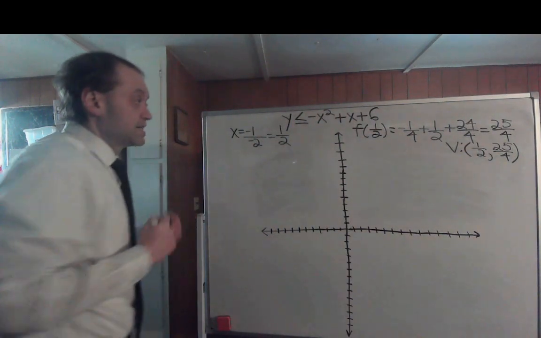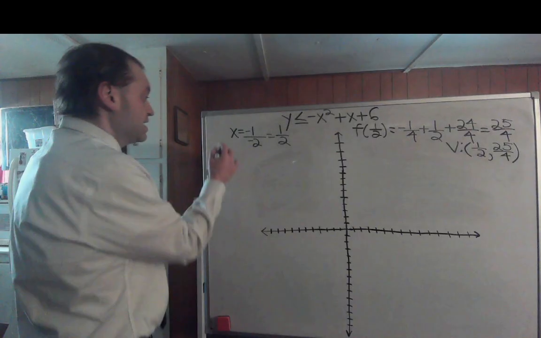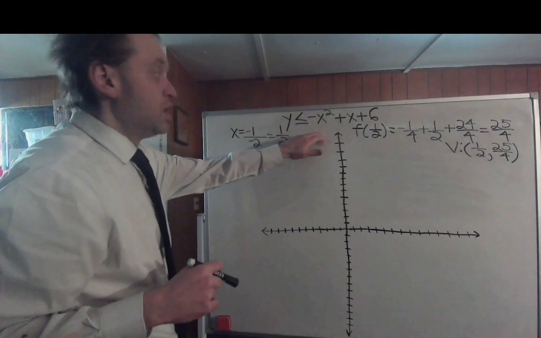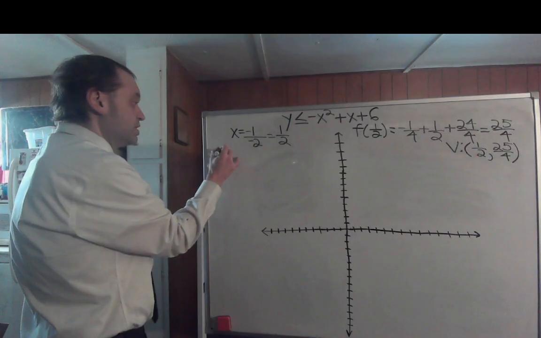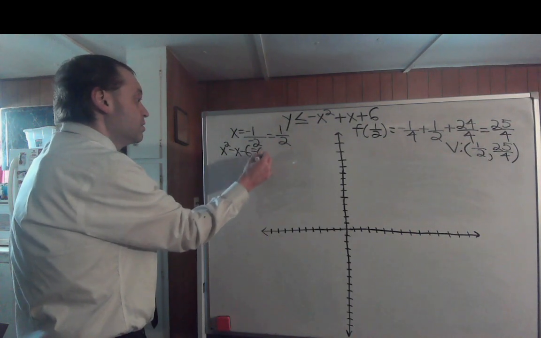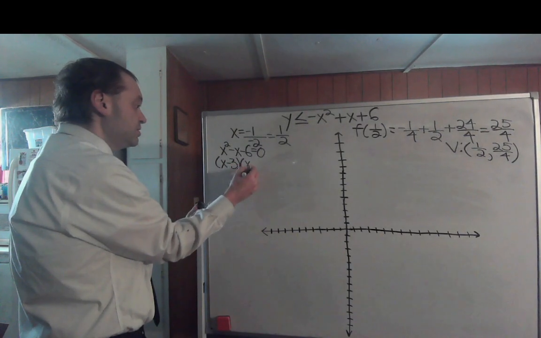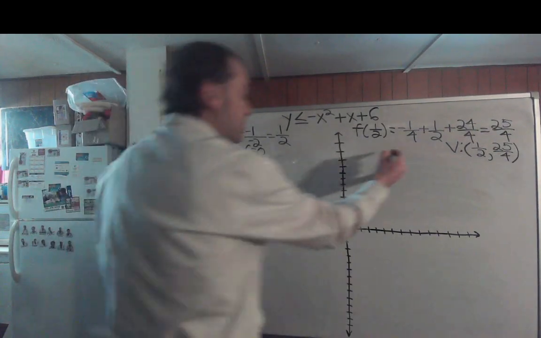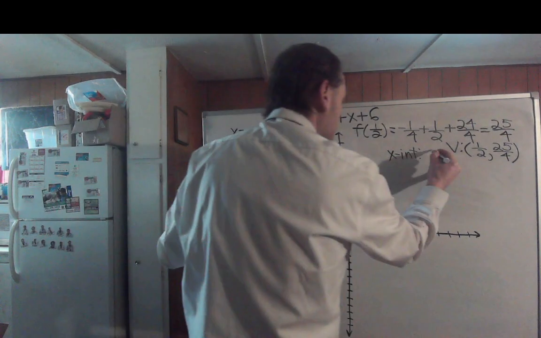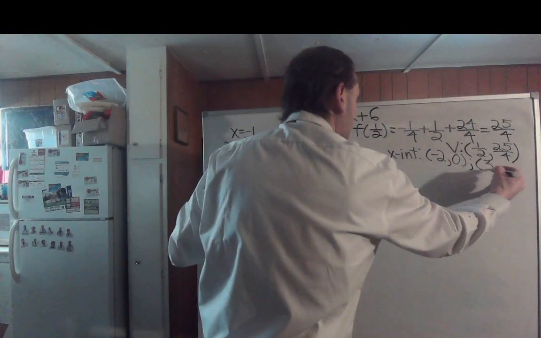Now, what about your x-intercepts? Well, if I take negative x squared plus x plus 6 and set that equal to 0, I could factor out the negative, which would give me x squared minus x minus 6 equal to 0, which could factor into x minus 3 times x plus 2 equal to 0. I'll end up getting my x-intercepts at the points (-2, 0) as well as (3, 0).